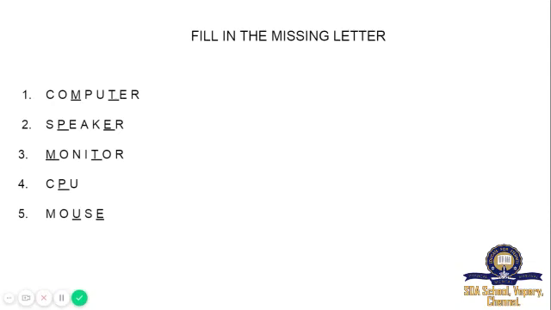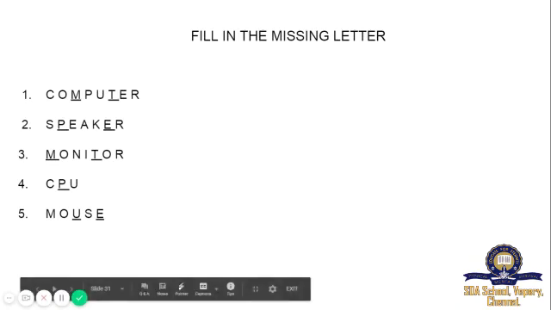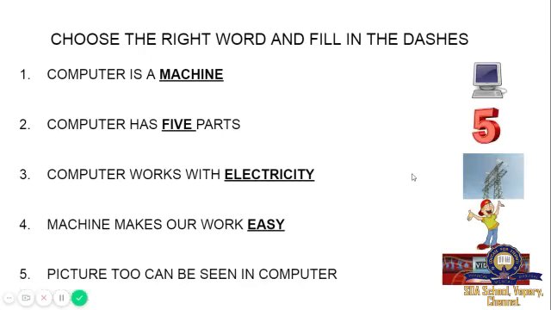Speaker. Again. Monitor. Monitor. CPU. Very simple. Only 3 letters. Then finally mouse. Mouse. Okay. Again and again you should read. Only then it will stick in your mind.